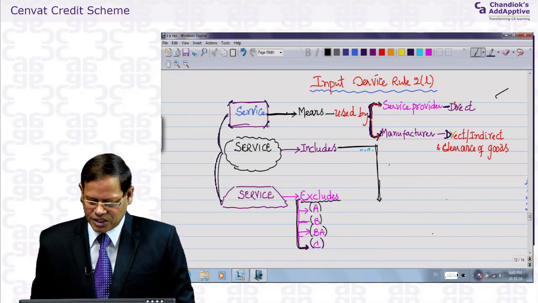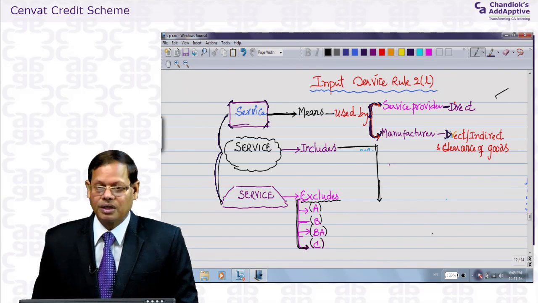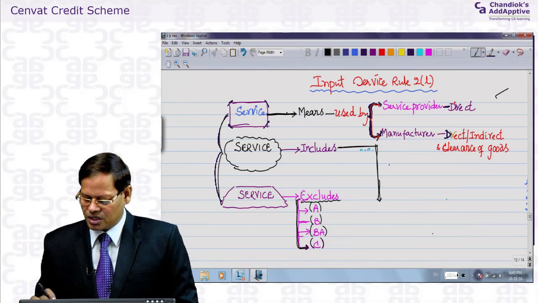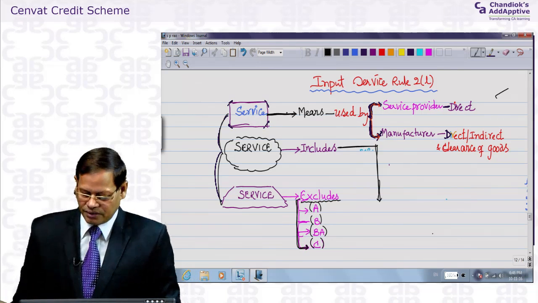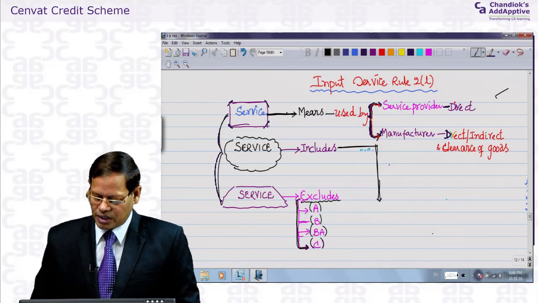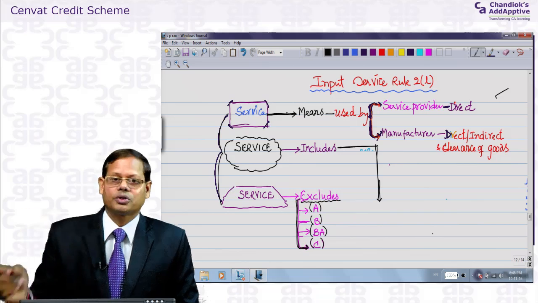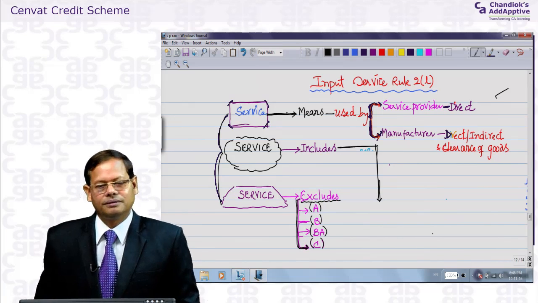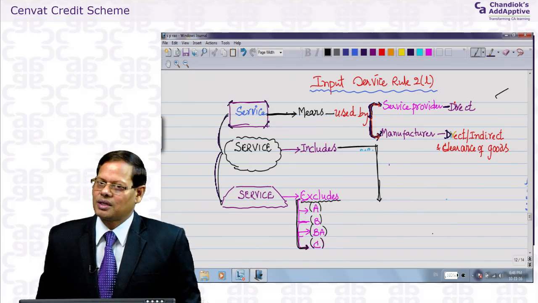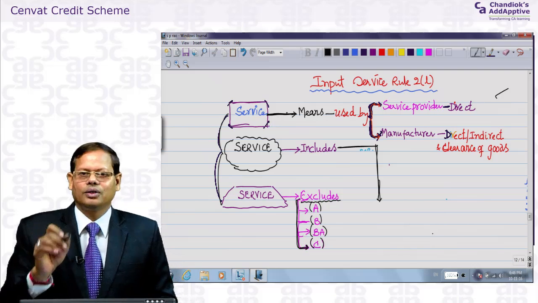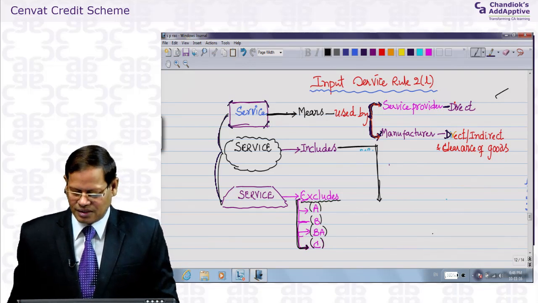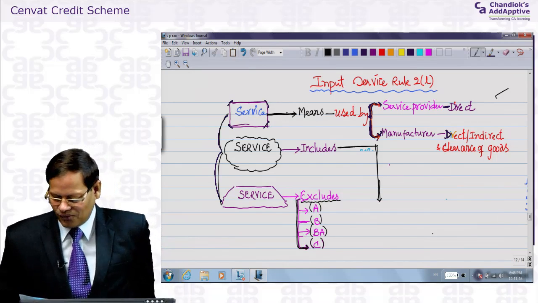And then again business exhibition, registry, security, legal services, inward transportation of inputs or capital goods and outward transportation, everything but up to the place of removal. Inward transportation and outward transportation up to the place of removal, they are all included in input service. If you pay service tax on any of the above, then you are eligible to take CENVAT credit. Okay? And it excludes.